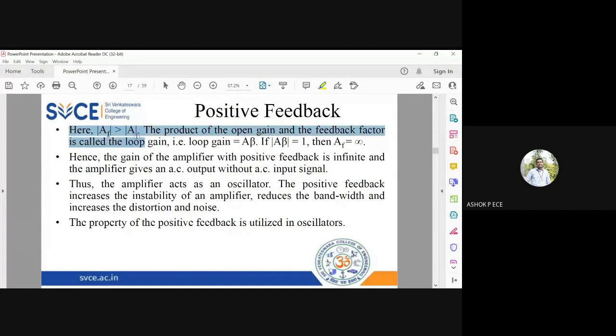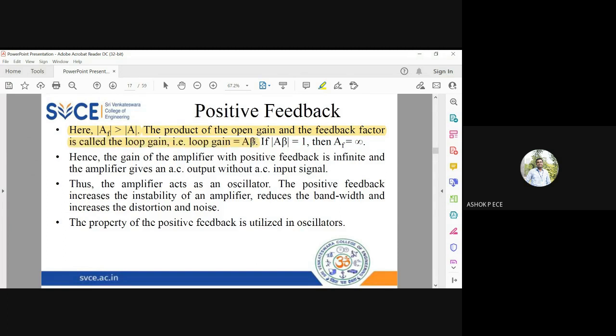The gain of an amplifier with feedback is always larger than the original gain of the amplifier. |AF| is greater than |A|. And if we find the product of open loop gain and feedback factor, the open loop gain is given by capital A and the feedback factor is given by beta. So whenever you do feedback amplifiers, you will always find this value of A beta.